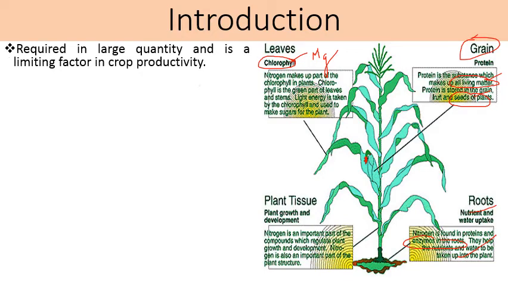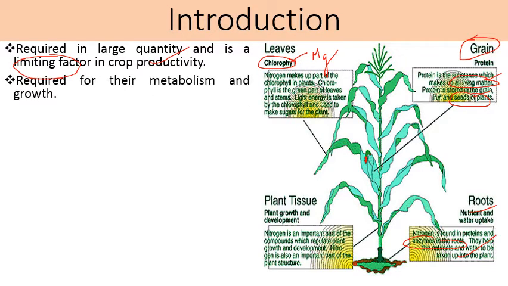As we know, nitrogen is required in large quantity and is a limiting factor in crop productivity. A limiting factor means the factor which decreases the yield and has the main effect on crop productivity. So if nitrogen is low in the soil and all the other nutrients are available in large amounts, but nitrogen is deficient, then crop productivity is affected. That's why nitrogen acts as a limiting factor, and it is required for the metabolism and growth of the plant.